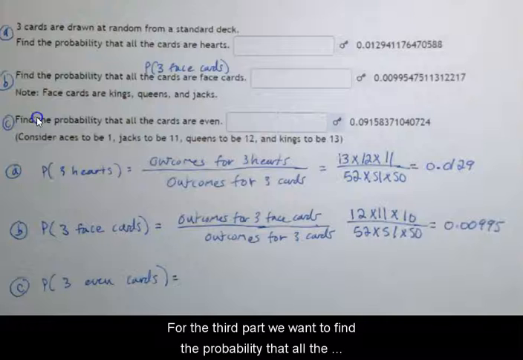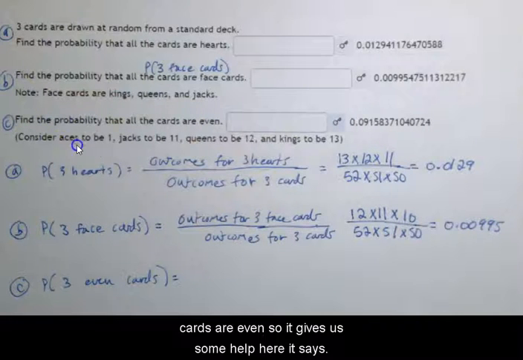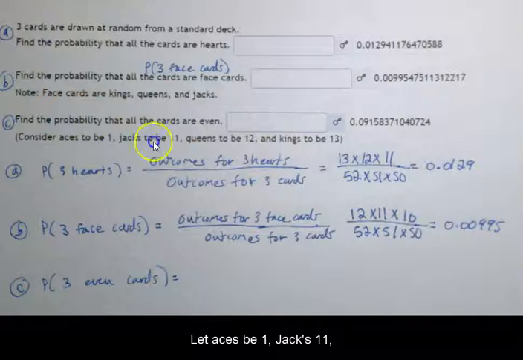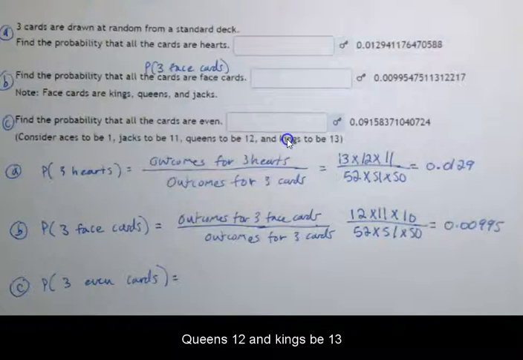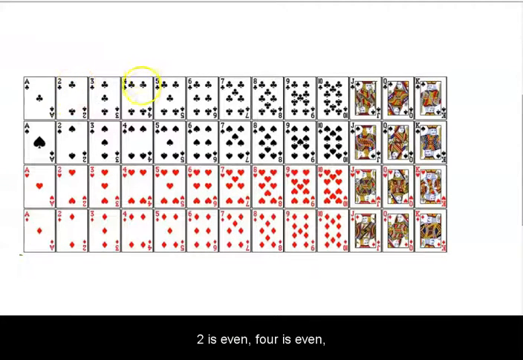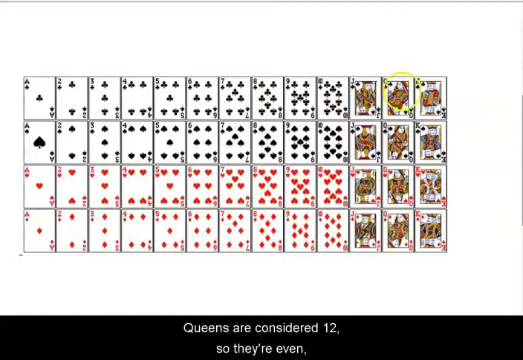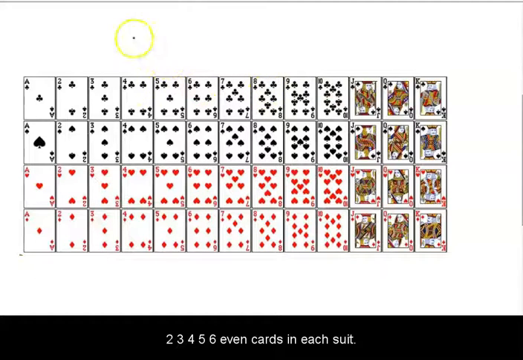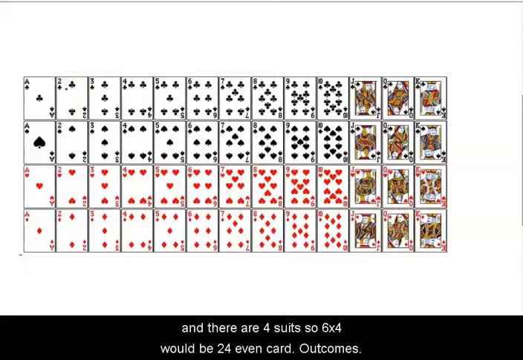For the third part, we want to find the probability that all the cards are even. So it gives us some help here. It says, let aces be 1, jacks 11, queens 12, and kings to be 13. So 2 is even, 4 is even, 6 is even, 8 is even, 10 is even, and queens are considered 12, so they're even. So we have 1, 2, 3, 4, 5, 6 even cards in each suit, and there's 4 suits, so 6 times 4 would be 24 even cards.